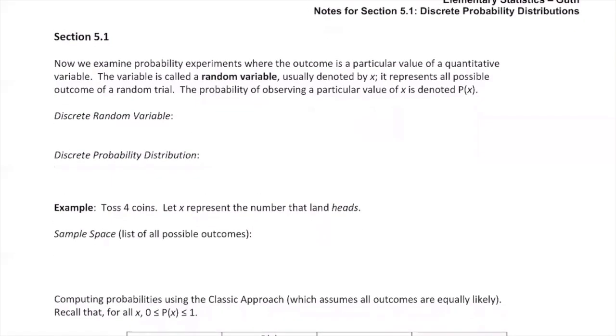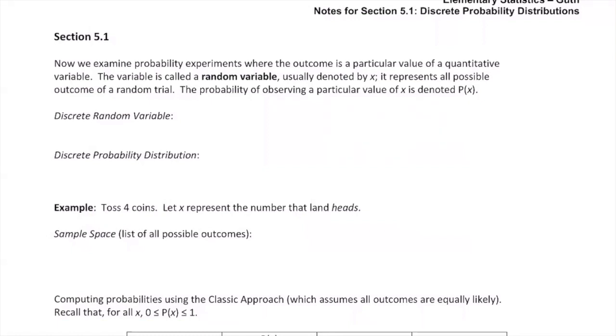Okay, so we finished chapter 2, then we did 4 today, and now we're going into 5. There are also only like 2 sections in chapter 5. Let me see how much of this we can get through today. So on 5.1, it says, now we examine probability experiments where the outcome is a particular value of a quantitative variable.